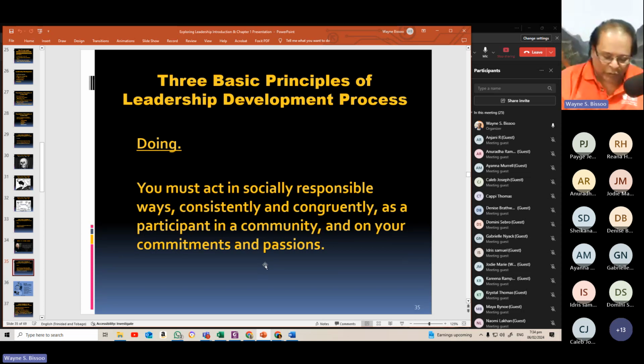All right. So the last element of these three basic principles is the doing part. So we have the knowing, we have the being, and then we have the doing. So we must act in a socially responsible manner, and we have to be consistent with that behavior and congruent. Consistent means every time a particular type of thing happens, we behave in the same way. Congruent means that regardless of the type of event, the behavior is consistent across all different types of events, meaning at work, at home, in broader society, we behave the same way across the board.